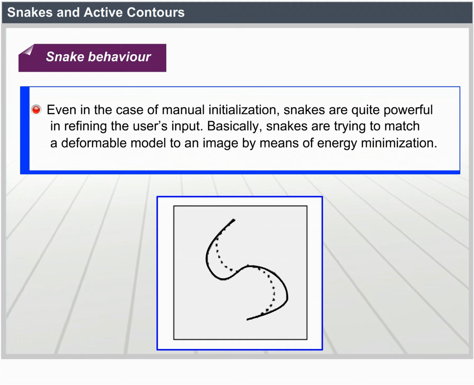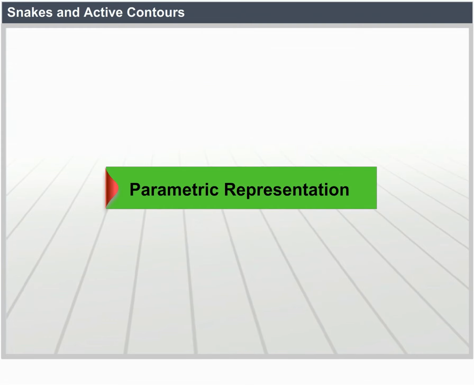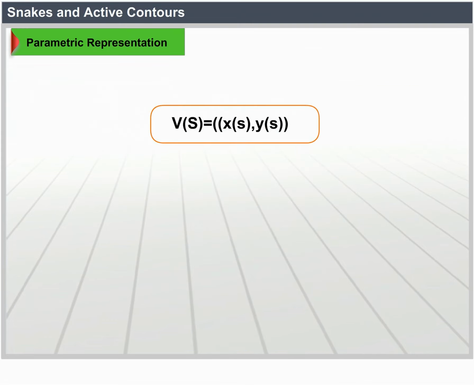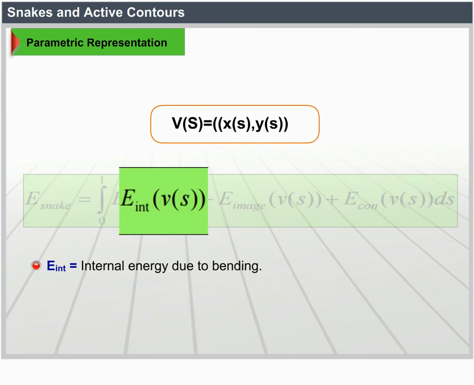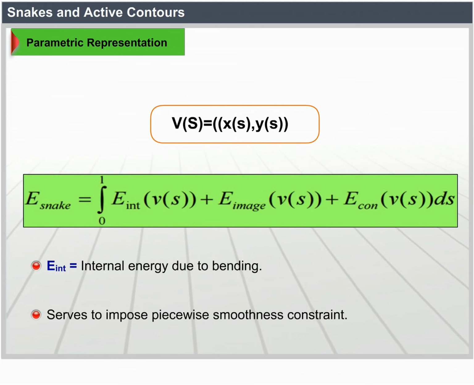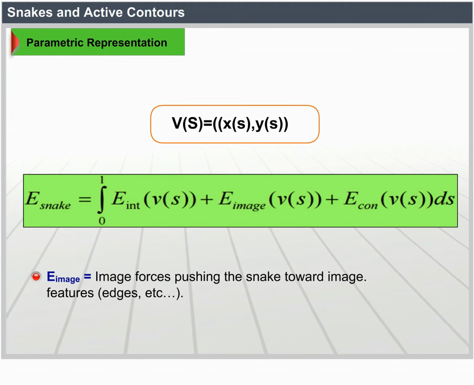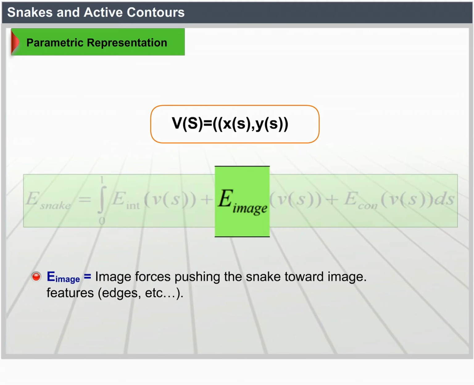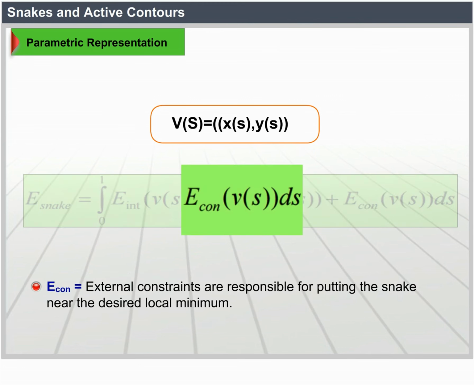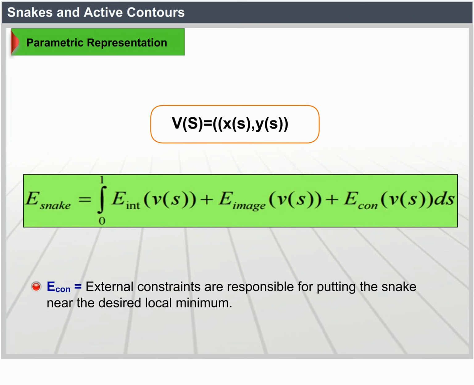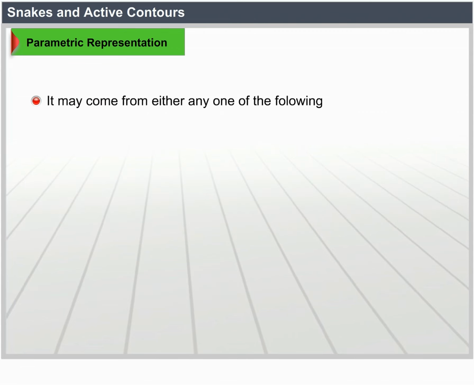Parametric representation. v(s) equals (x(s), y(s)). The snake parametric representation is given on the screen. E_int stands for internal energy due to bending, which serves to impose a piecewise smoothness constraint. E_image stands for image forces pushing the snake toward image features, edges, etc. E_con is external constraints responsible for putting the snake near the desired local minimum. It may come from higher level interpretation, user interaction, etc.